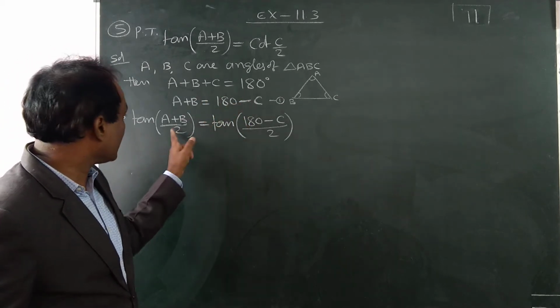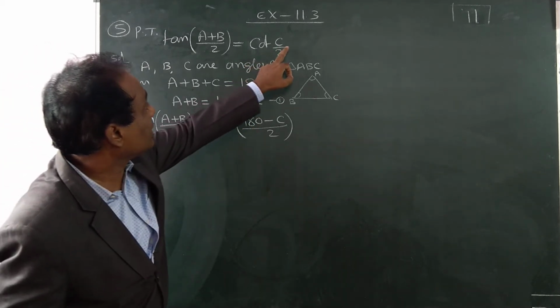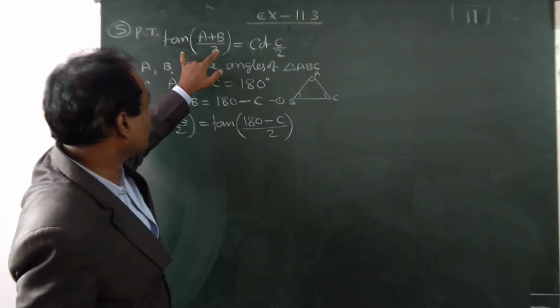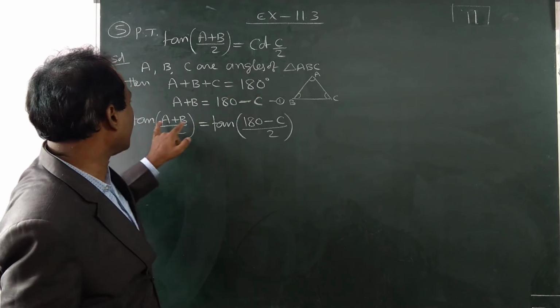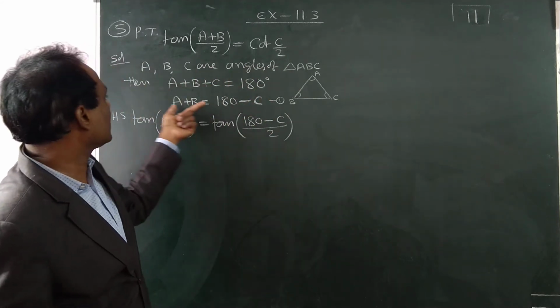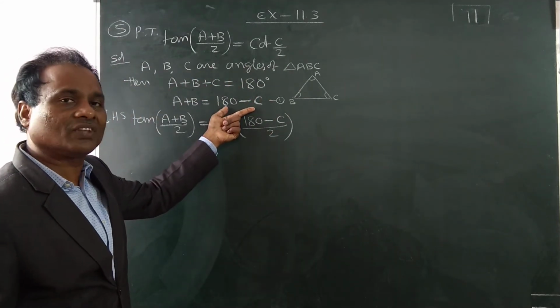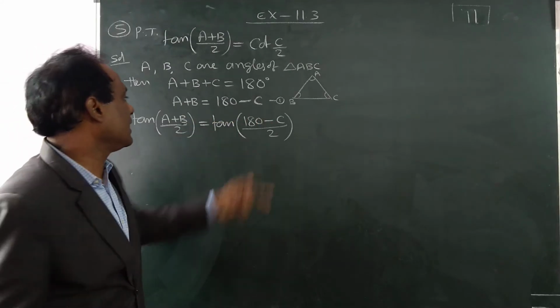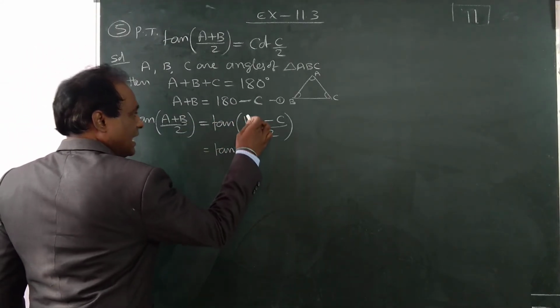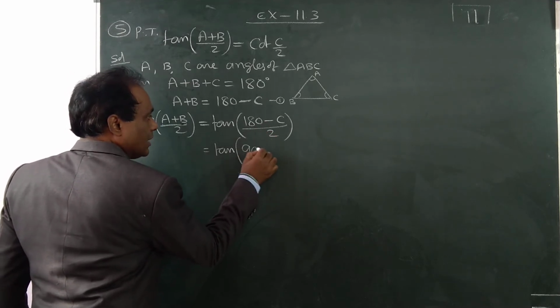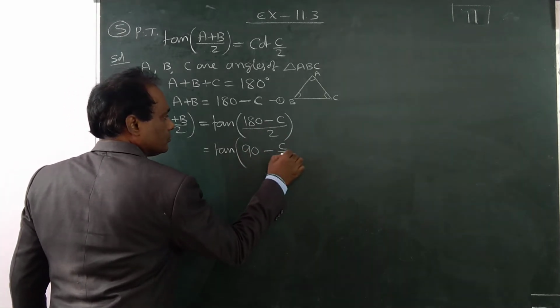Why are we changing like this? Because the proof is in terms of C. The question is in terms of A and B, but the proof is in terms of C. So I change A and B into C using this relation. We already know this relation. So A plus B is equal to 180 minus C. See here. Tan 180 by 2 is 90 minus C by 2.